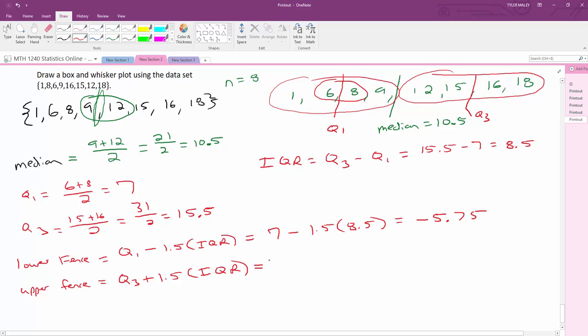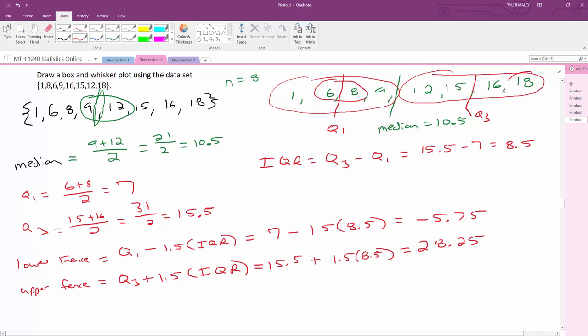Now we need to check and see if there are outliers above Q3, right? So now I would take quartile 3, which is 15.5, and add in 1.5 times 8.5. So 15.5 plus 1.5 times 8.5 is 28.25.